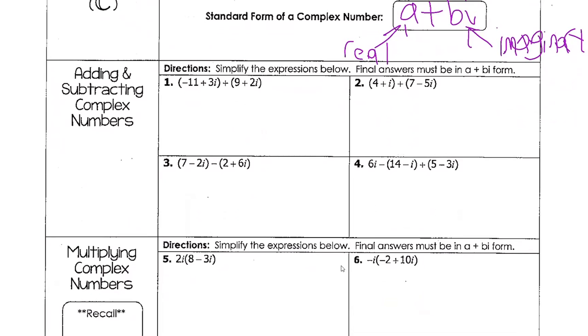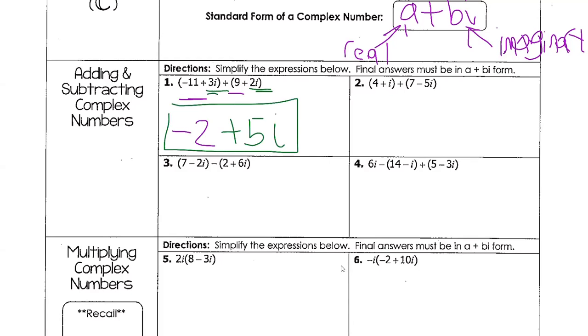So if you're adding, you basically want to add your real parts together. So -11 plus 9 would be -2. And then you're going to add your imaginary parts, or your i part, together. So 3i plus 2i would be 5i. So that would be our answer. And like I said, you want to make sure it's in this form, a plus bi. I probably would never mark you wrong if you wrote 5i minus 2, because it's technically equivalent. But especially if you're doing more with these, your teacher's going to want you to put them in this a plus bi format.